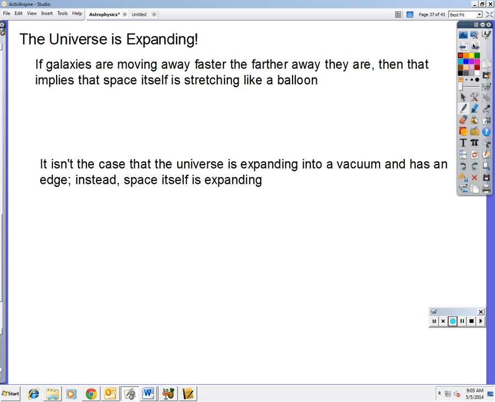If it's a sphere, the surface area is 4 pi r squared. But it doesn't have an edge. It's not expanding into anything. And so if you think of the universe as like the surface of a balloon, I mean, a different number of dimensions and all that, but same basic idea. That will be the best way to think about it.